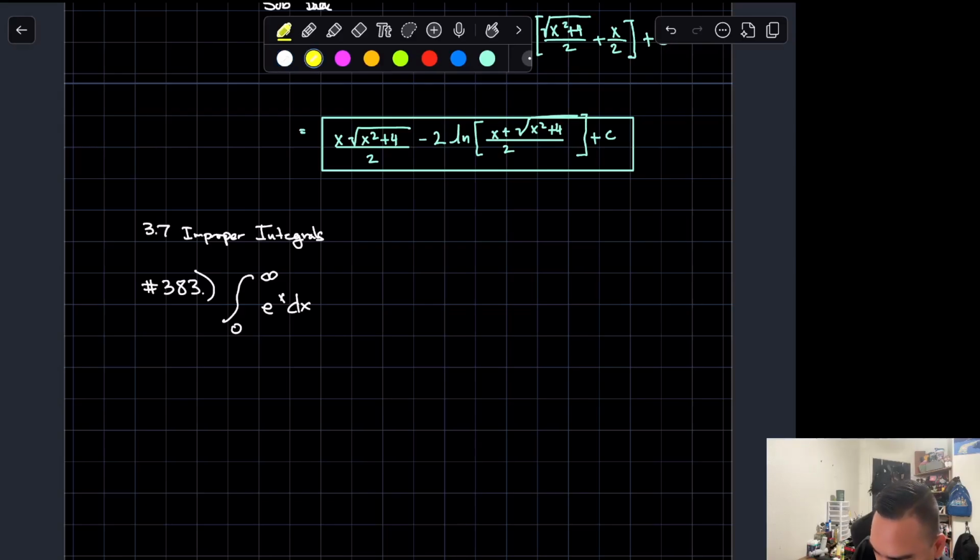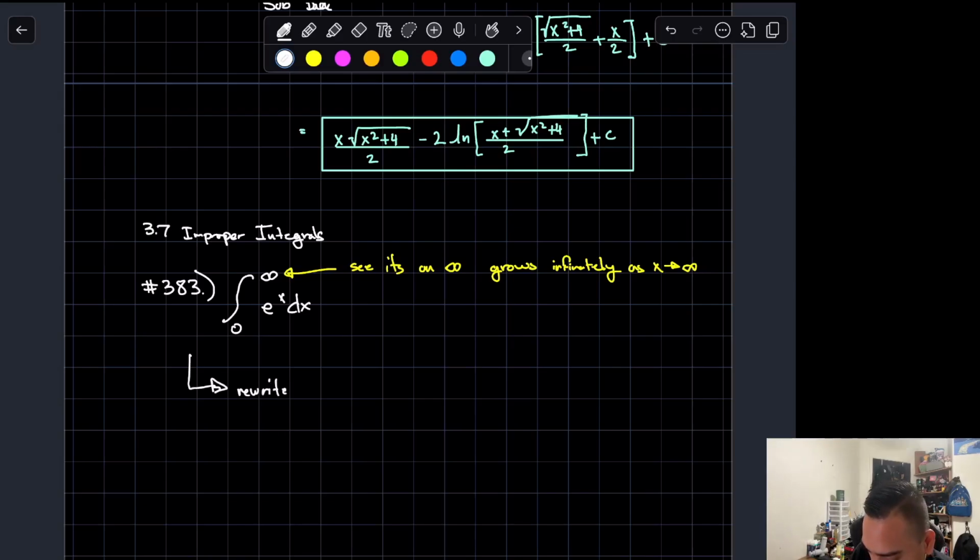So the moment we see it, we can see that this is an infinity. It basically just means it grows infinitely as x approaches infinity. Well, we can't have it like this. We have to rewrite it, because this is technically wrong. So I have to put limit as t approaches infinity. Instead of infinity, we're going to use a variable, t.